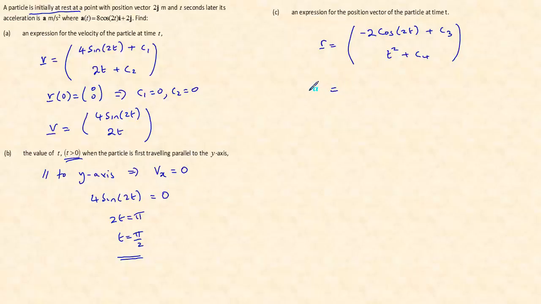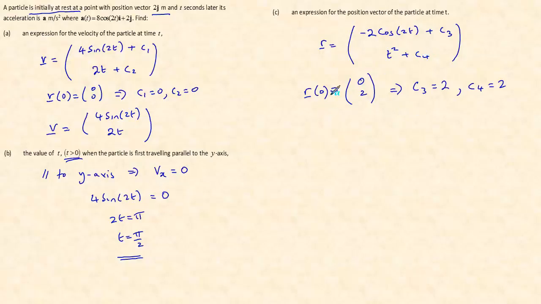So we know that r of 0, according to this, is 0, 2. So think about cos of 0. Cos of 0 is 1, so this is negative 2 plus c3. So c3 is going to need to be 2 in order to give us a 0. And then when t is 0, this is 0, and that means that c4 needs to be 2 as well, so that the j component will be equal to 2.